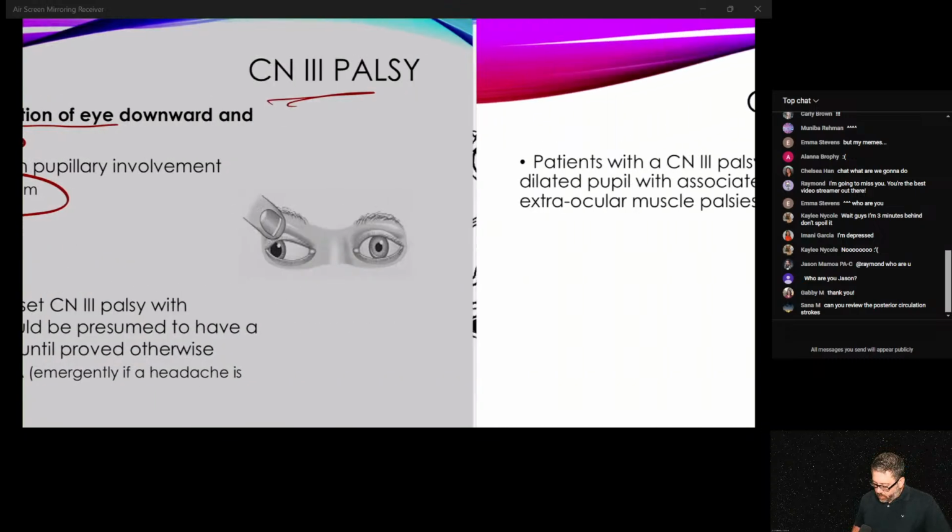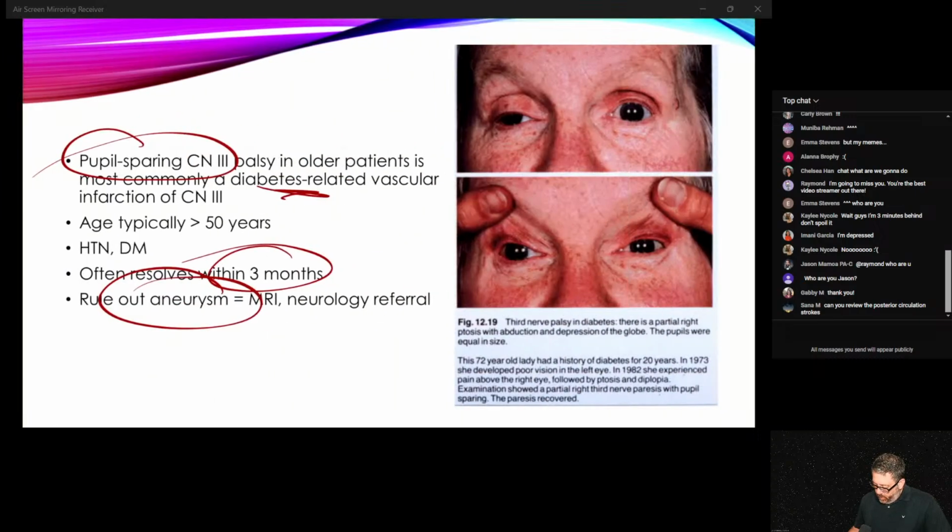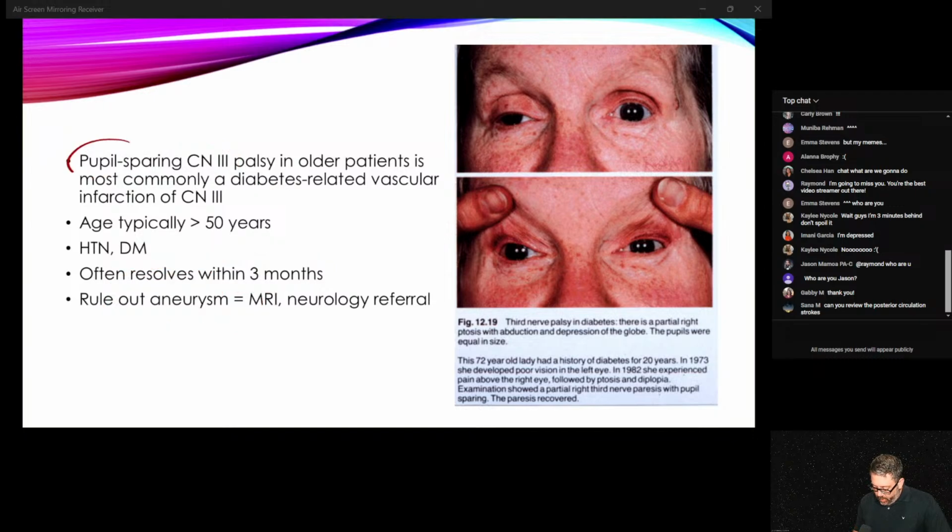The big thing is though, here it is. If the pupil is spared, it's diabetes related vascular infarction of cranial nerve 3. So cranial nerve 3, if pupil is dilated, it's a cranial nerve 3 palsy. If the pupil is spared, it's cranial nerve 3 palsy due to diabetes. Still, rule out aneurysm first. Doesn't matter if the pupil's spared or not. Cranial nerve 3 palsy, you gotta get an MRI to rule out that aneurysm.